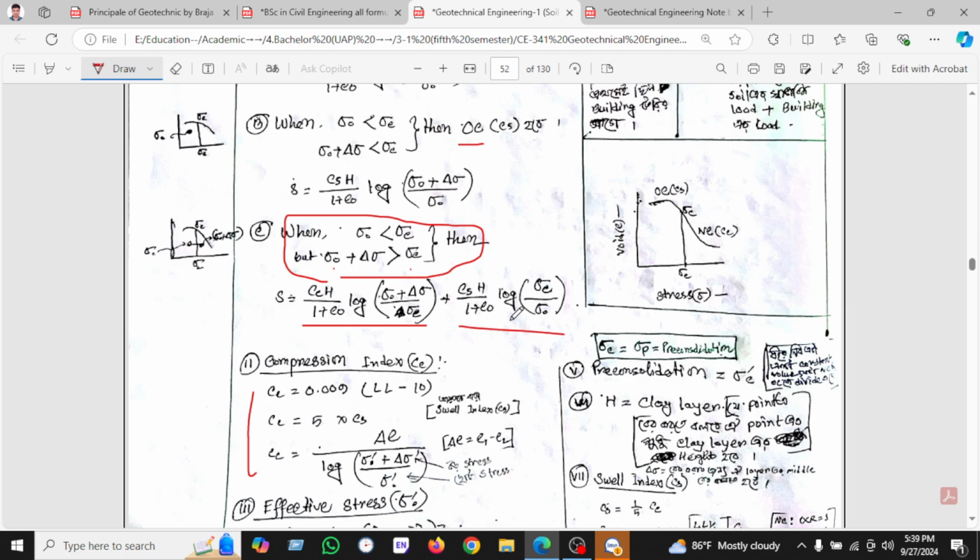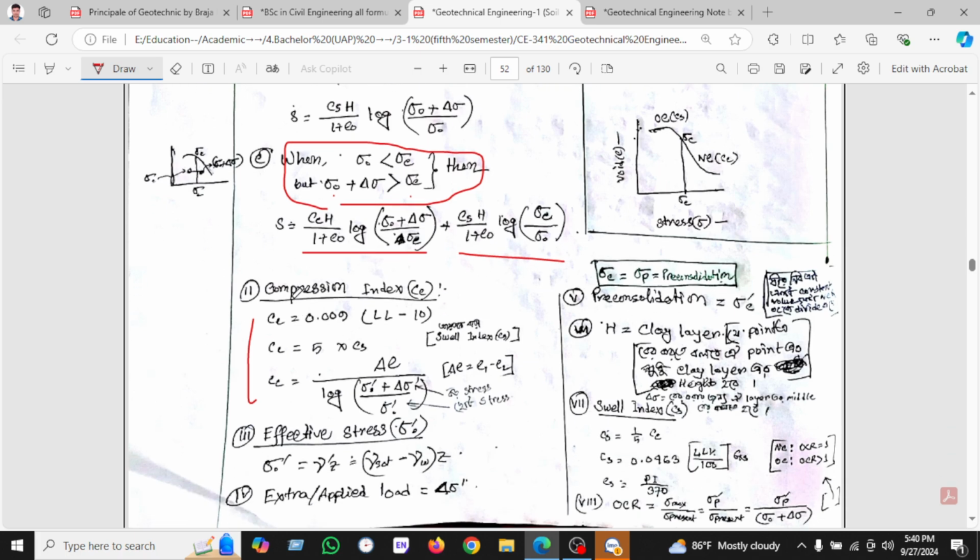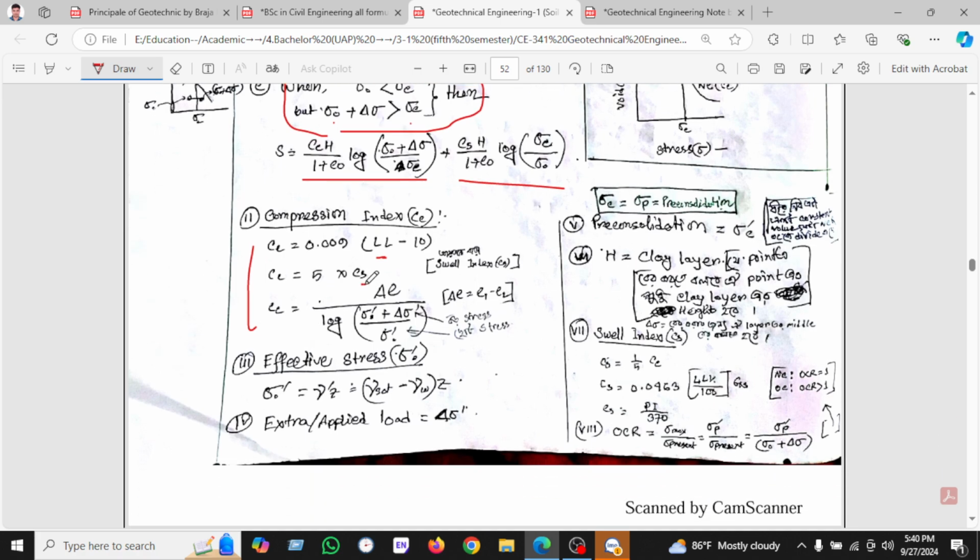And for the compression index, there are three types of formula we have used. Cc equals 0.009 times (liquid limit minus 10) when the liquid limit is given. On the other hand, when Cc is given, then we will use Cs equals Cc by 5, that is, Cs is one-fifth of Cc.